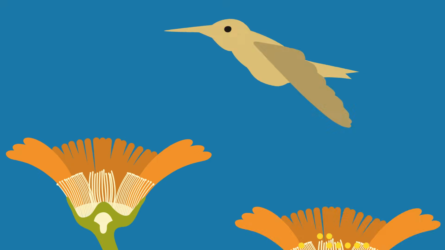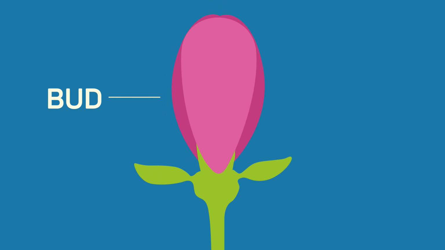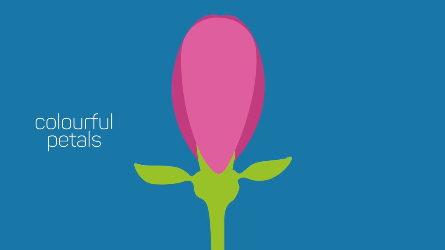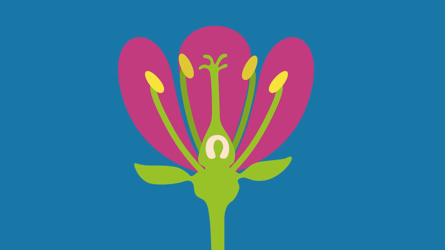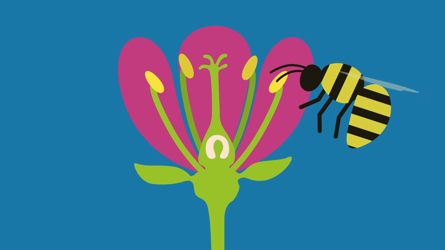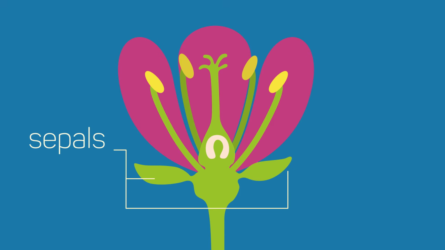Here, we will look at the structure of an insect-pollinated flower. Insect-pollinated flowers usually have colourful petals. Can you think why? It is so they can attract the insects. Insects visit flowers to drink the nectar, a sugary substance produced in the nectary. These sepals protect the bud when the flower is developing.